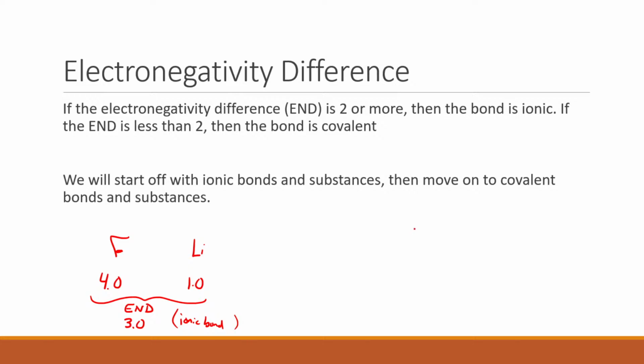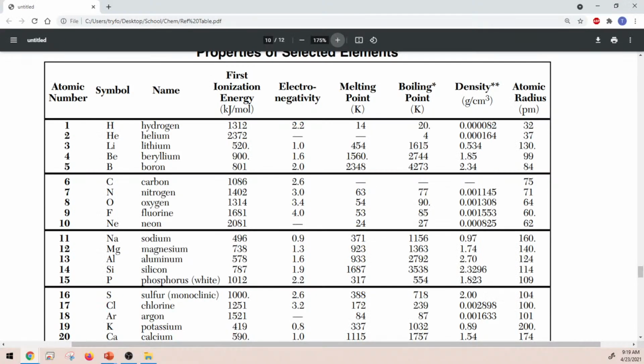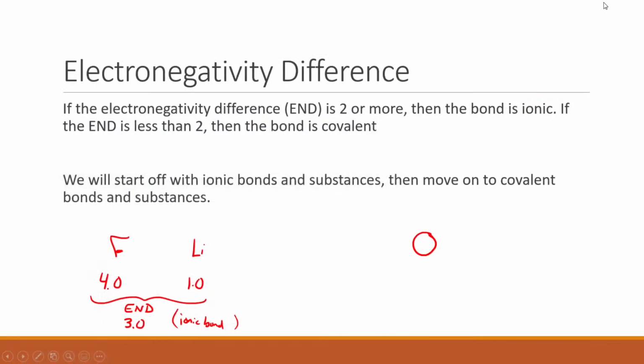If we look at something less differentiated in strength, right? Oxygen with a 3.4 compared to hydrogen with a 2.2. The electronegativity difference here is 1.2. That is a number less than 2. That means that this is going to be a covalent bond.